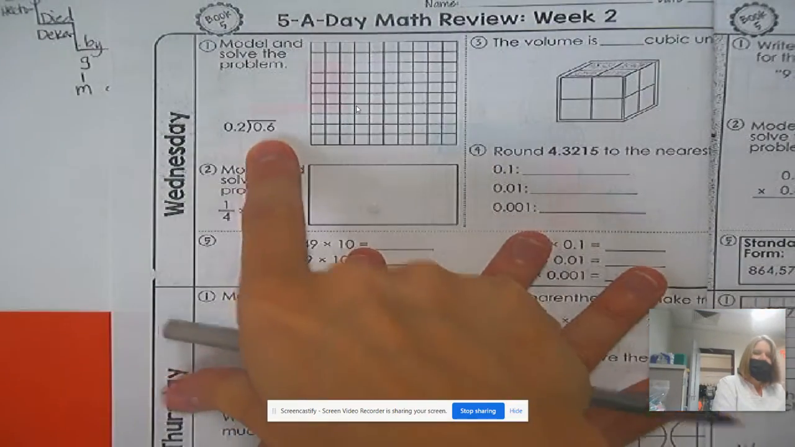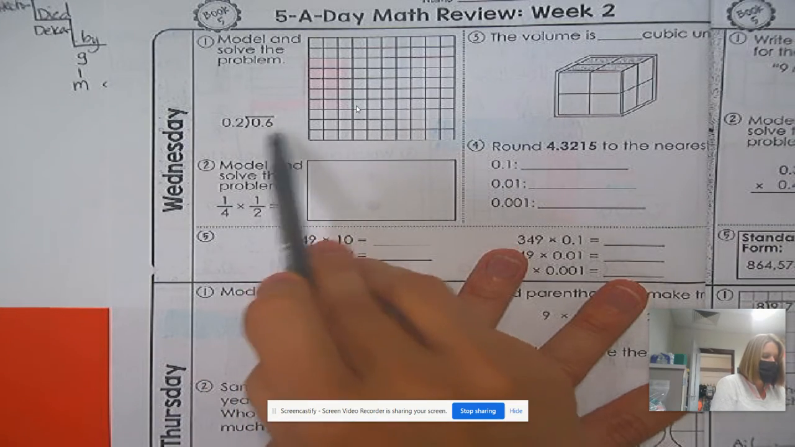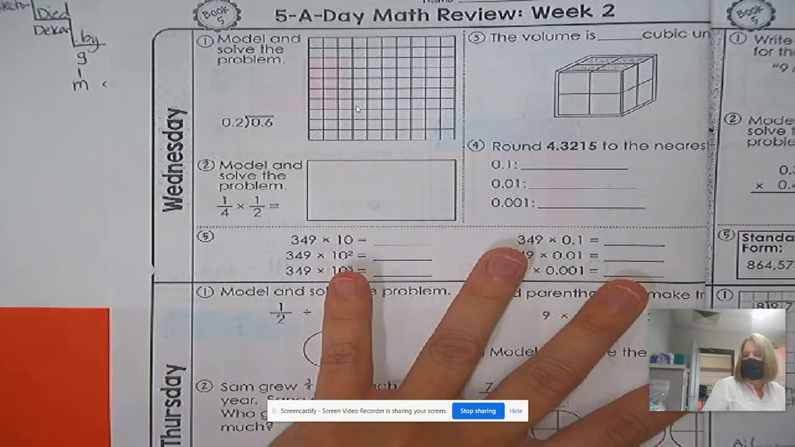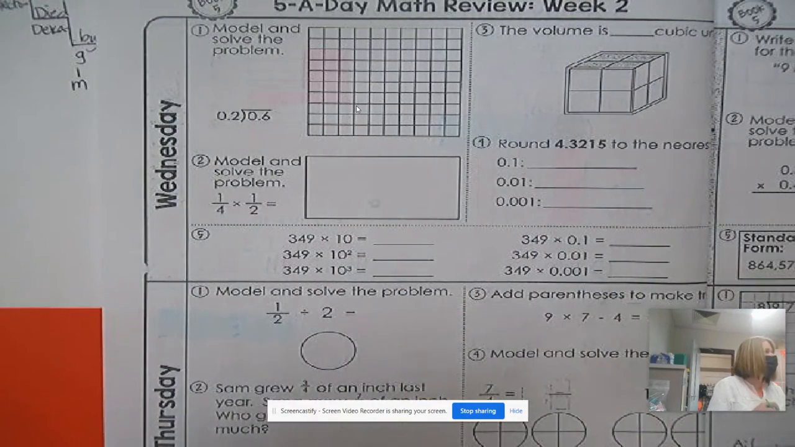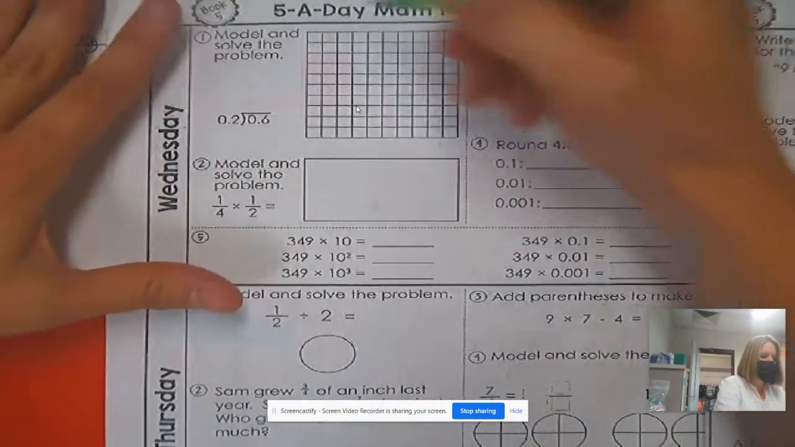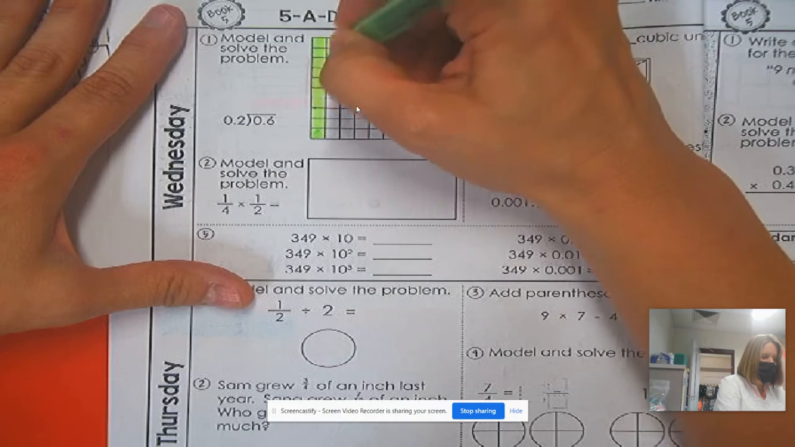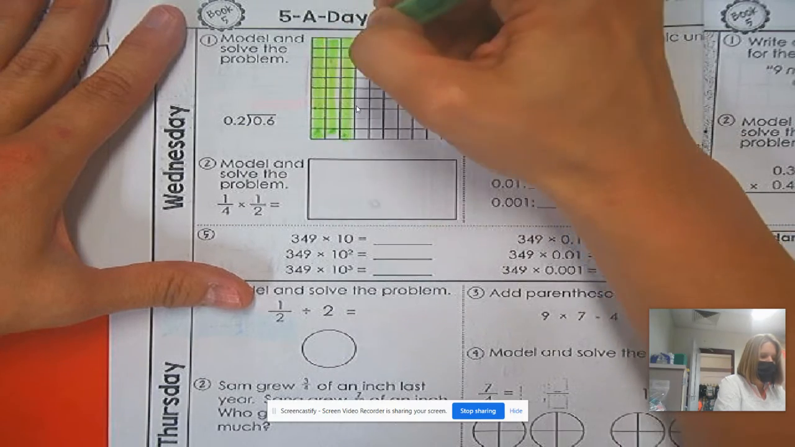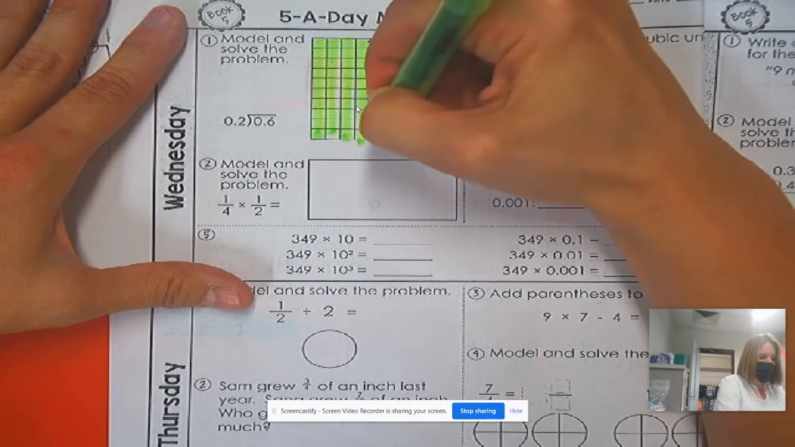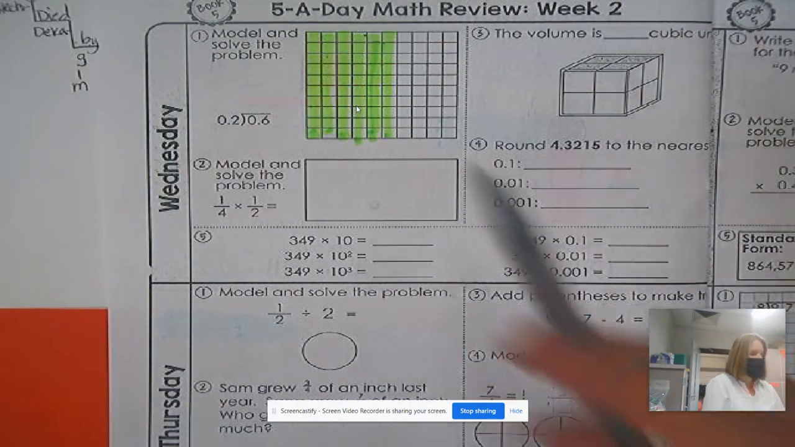All right, we're dividing with the decimal. So we're taking 6/10 and we're dividing it into groups of 2/10. So what does 6/10 look like? Jason. Okay, 6 longs, right? 1, 2, 3, 4, 5, 6. Okay, everybody understand where I got that from?